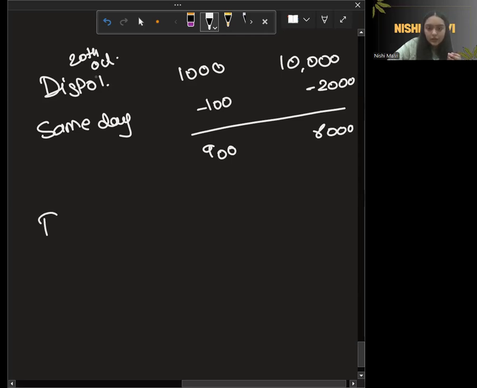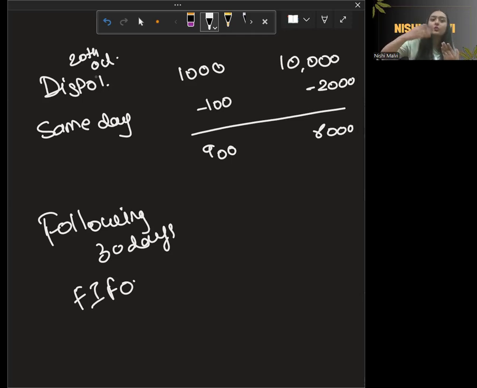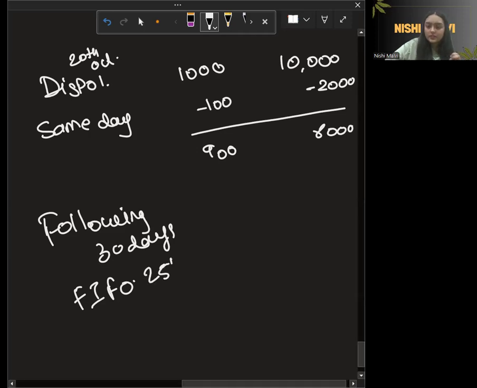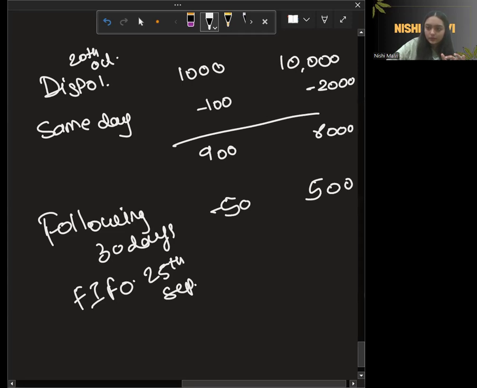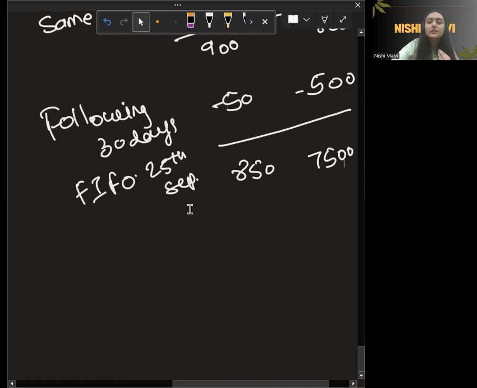Now you have the following 30 days, and that too on a FIFO basis, first in, first out. So suppose you purchase shares in the following 30 days, that is going backwards, not going forward, not before 20th October, today's disposal date. Let's say you purchased some shares on, let's say, 25th September. So you'll deduct those shares against this one. Suppose you purchased 50 shares for 100. You'll deduct this value, which leaves 850, and this is 7,500. This is your value, meaning disposal proceeds for 850 shares is 7,500.